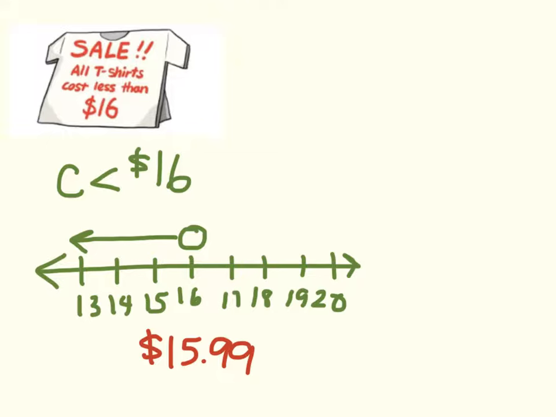Let's try another problem like this. A ski club is organizing a trip. At least 20 club members have to sign up for the trip to cover the cost of the bus. Write an inequality to represent the situation, and then use a number line to represent that inequality. Let's use W to represent the number of members who must sign up for the trip. Our number must be at least 20. That means it has to be greater than or equal to 20.